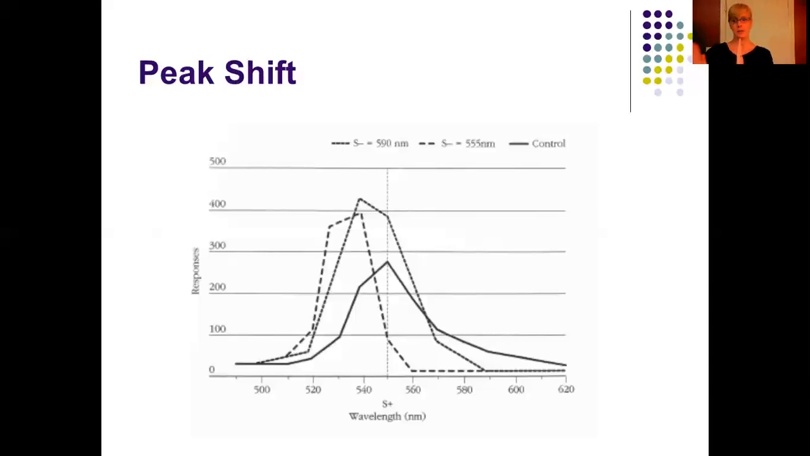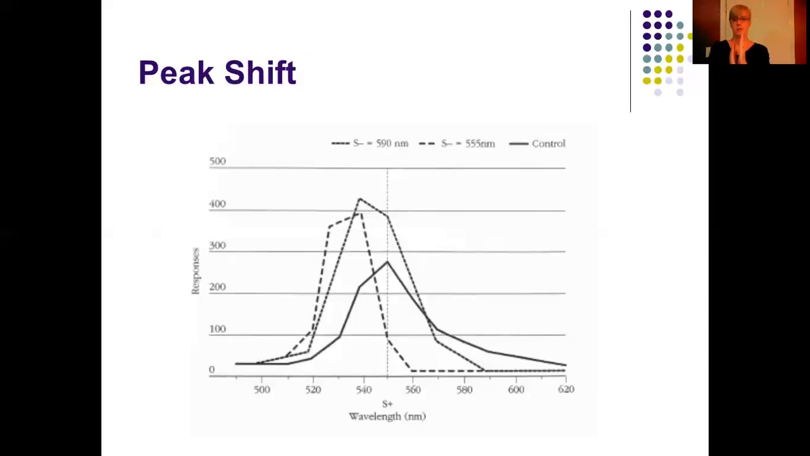But when we add an S minus, the peak will shift, and it's going to shift away from wherever the S minus is. So I'm trying to match up the graph on your screen. If here's my S plus 550 and my S minus is 590, I should be peaking here, but I'm going to shift in the direction away from that S minus. So I'm going to shift this way.